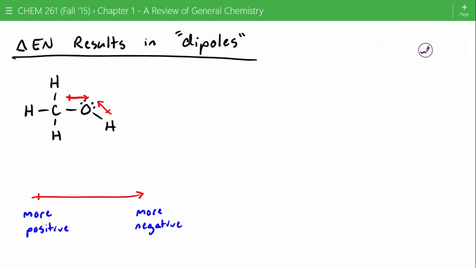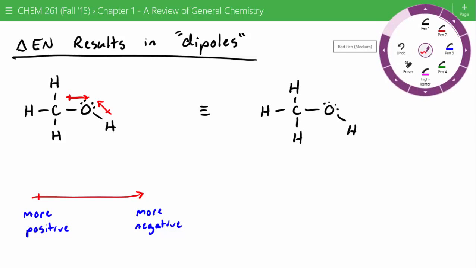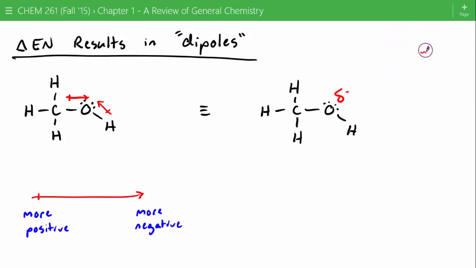There's also another way of writing these, so I'm going to copy this down over here. Some people don't like drawing the arrows. They prefer to use symbols. If you are going to represent this symbolically, you just write a delta negative on that oxygen, indicating that it has a partial negative charge. And then you have a delta positive over here and a delta positive over here. That just shows you symbolically where the electron density lies.